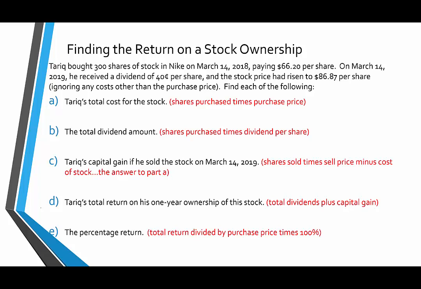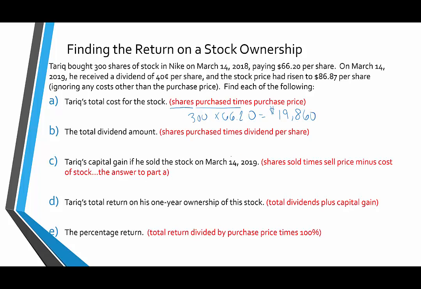So first, Tarek's total cost for the stock. So this is when he went to buy them in 2018. How much did he end up paying? So it's shares purchased. So he purchased 300 shares times the purchase price, $66.20. And you'll definitely want a calculator handy for this because nobody wants to do this arithmetic by hand. So please make sure you have a calculator. When we multiply this through, it turns out that he had to spend $19,860 to buy these 300 shares of Nike.